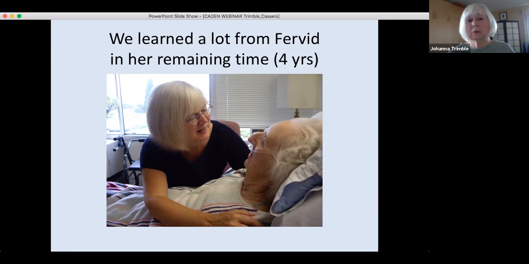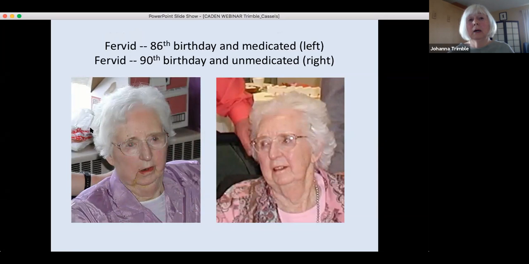This is a picture of her. On the left is her 86th birthday party when she was very much over-medicated. And on the right is her 90th birthday when she'd been taken off almost all the drugs that she was on. You can see a big difference in her appearance.